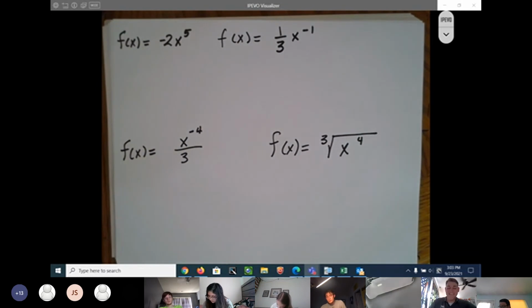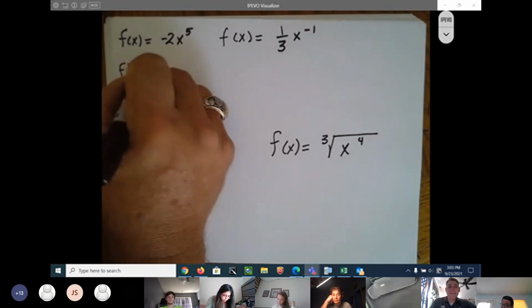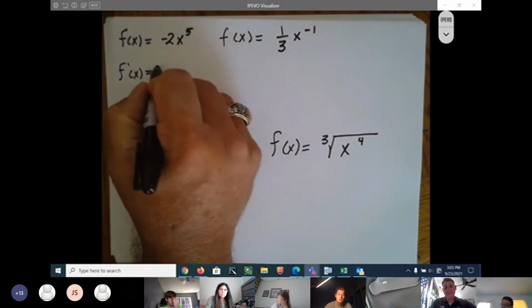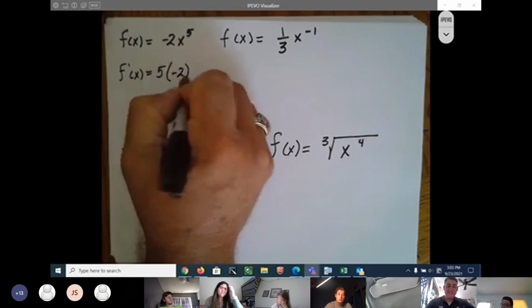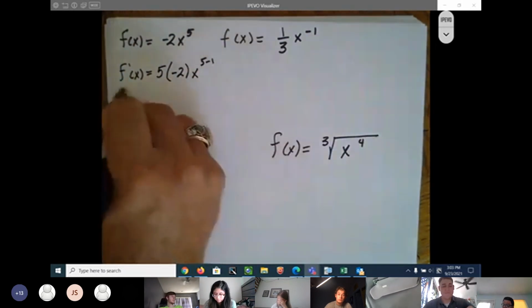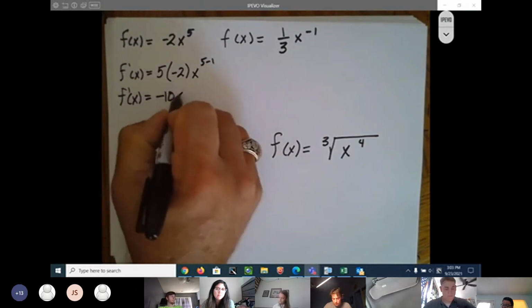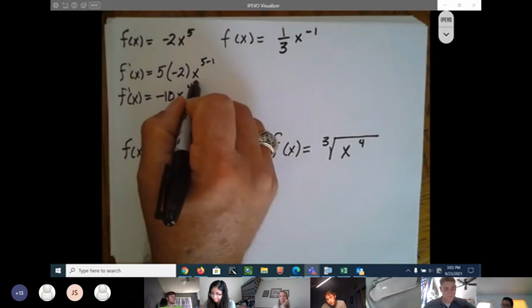All right, here we go. F prime of x equals 5 times -2 x to the 5 minus 1. F prime of x is equal to -10 x to the 4th power.